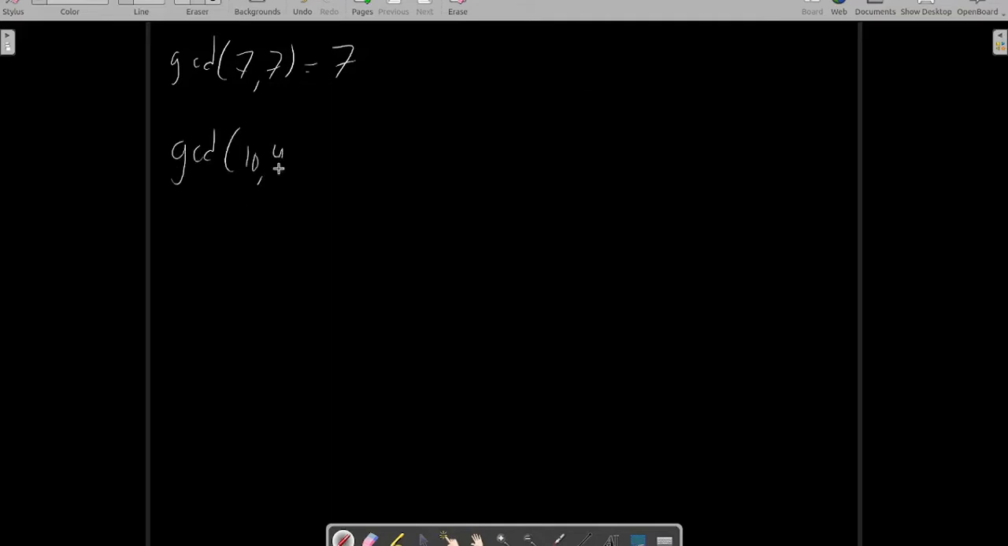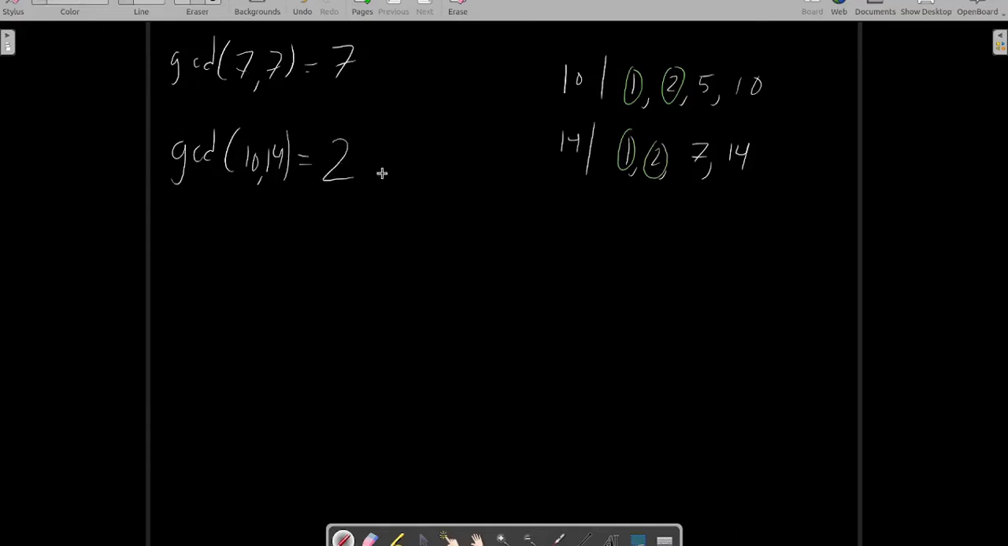What is the GCD of 10 and 14? Well, the divisors of 10 are 1, 2, 5, and 10. The divisors of 14 are 1, 2, 7, and 14. The common divisors are 1 and 2, so the greatest common divisor is 2.